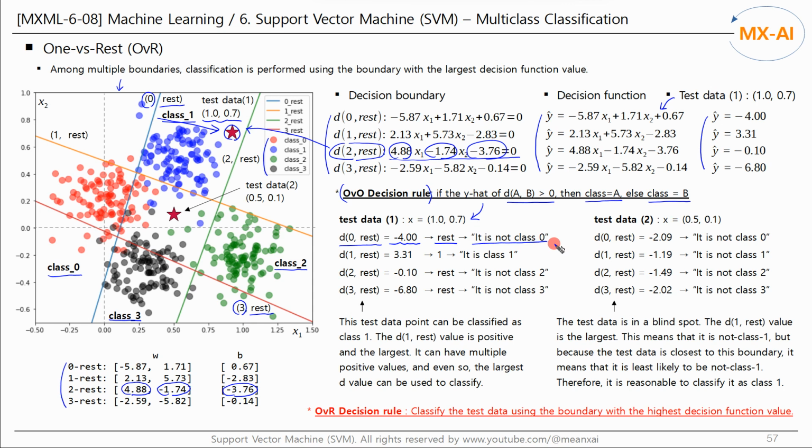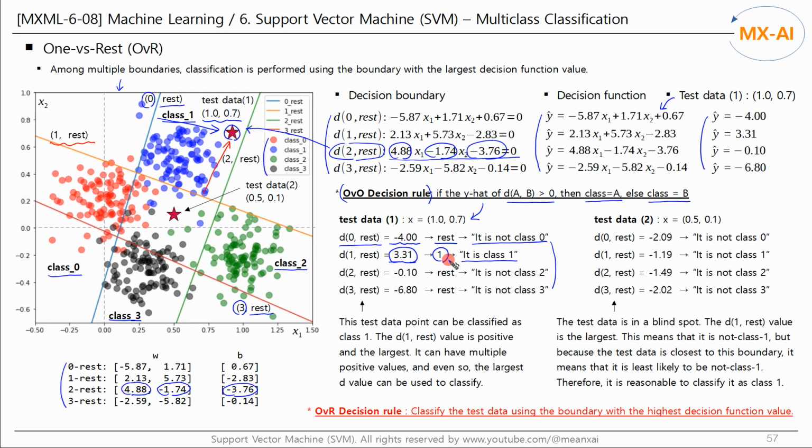The prediction results using all boundaries in this way are as follows. The y-hat value of the second boundary is positive, so it is predicted to be class 1. This means that the test data point is 3.31 away from the d_1,rest boundary towards class 1. The boundary with the highest y-hat value can be used to predict the class. Therefore, we predict that the class of this test data point will ultimately be 1.